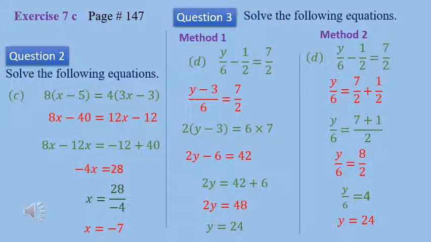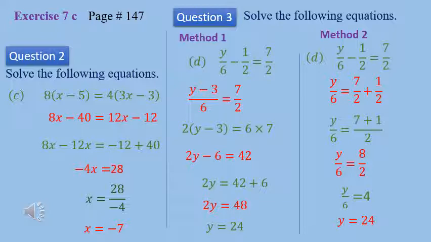Question number 3. Solve the equation. Part D. Y over 6 minus 1 over 2 is equal to 7 over 2. We can solve this question by two methods. In the first method, first we take the LCM of the two fractions on the left hand side of the equation. The LCM is 6. So we have y minus 3 over 6 is equal to 7 over 2.